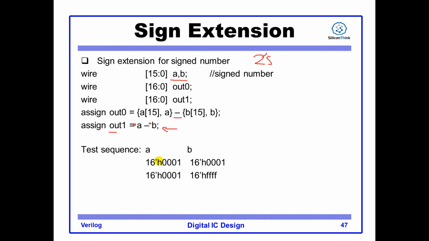Okay, this is the test sequence you can try. For example, you can try A equal to 1 and B equal to 1, and use sign extension and zero extension to do the calculation, and see the final 17-bit result. Then you can change B to 16 bits of FFFF, that is -1. Then you can use the tool to do the calculation and see the difference of the two expressions.